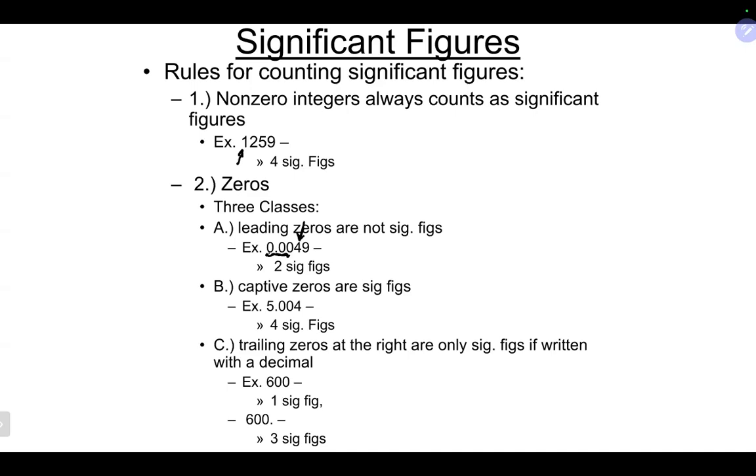The 4 and the 9 would then be significant. And this guy would have 2 significant figures, which obviously would be those 2 last ones there, the 4 and the 9.